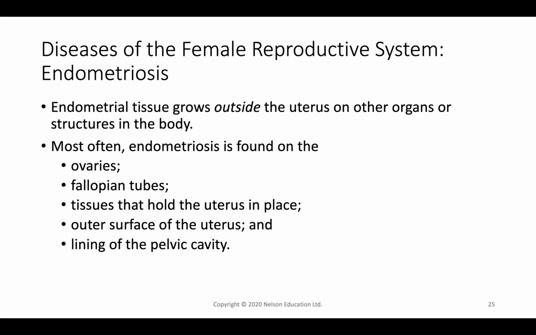Now, these couple slides are going to talk about different disorders of reproductive systems. One is called endometriosis. As I mentioned, the endometrial lining is that central lining inside the uterus. And if endometrial tissue becomes overgrown or grows outside of the uterus or into other organs, we can end up encapsulating things like the ovaries and the fallopian tubes, also any of the tissues or structures that hold the uterus in place. It can also start lining the outer surface of the uterus, growing all over the pelvic cavity.